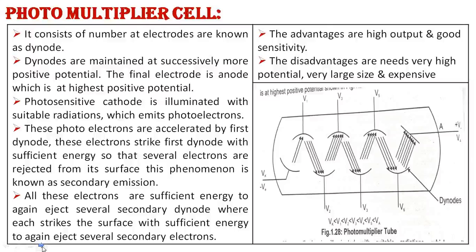The advantages are high output and good sensitivity. The disadvantages are that it needs very high potential, and it is very large in size and expensive. So that is the construction of the photomultiplier tube.